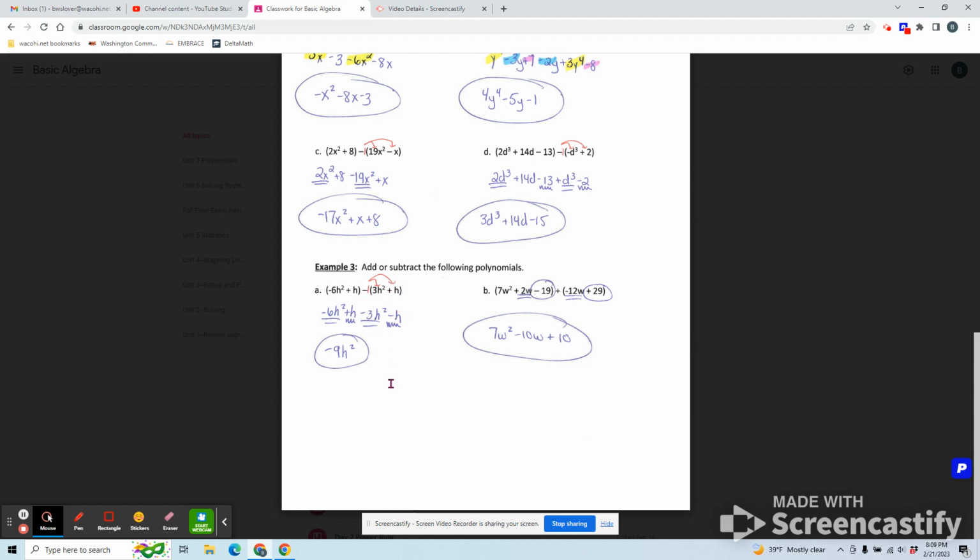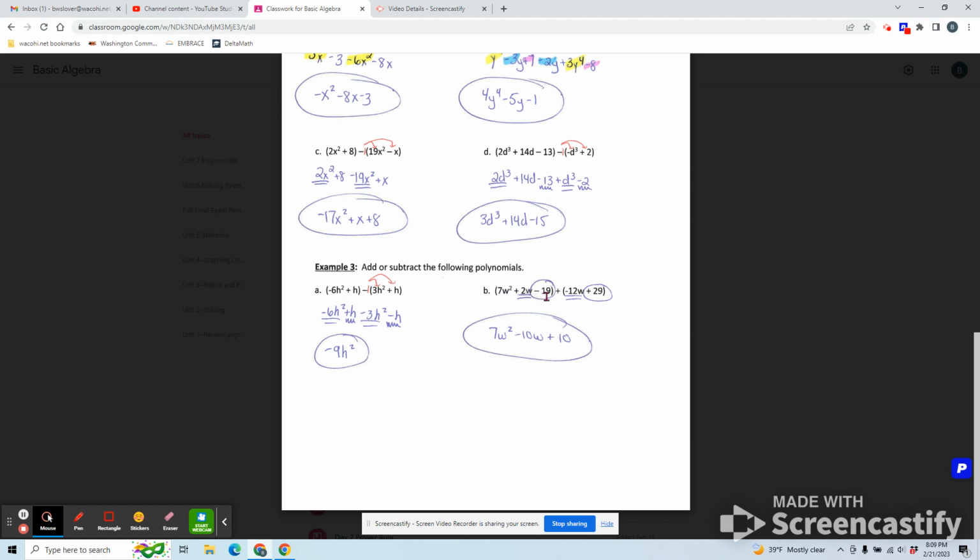Then once again, if I don't have access to a highlighter, I can underline, squiggle, circle, whatever your like terms, and I end up with -9h squared. And maybe you think, well, how is that possible? H minus h. 1 minus 1 is 0. So that means those h's are now gone. I'm not going to put an h there because it's all gone. 1 minus 1 is 0.